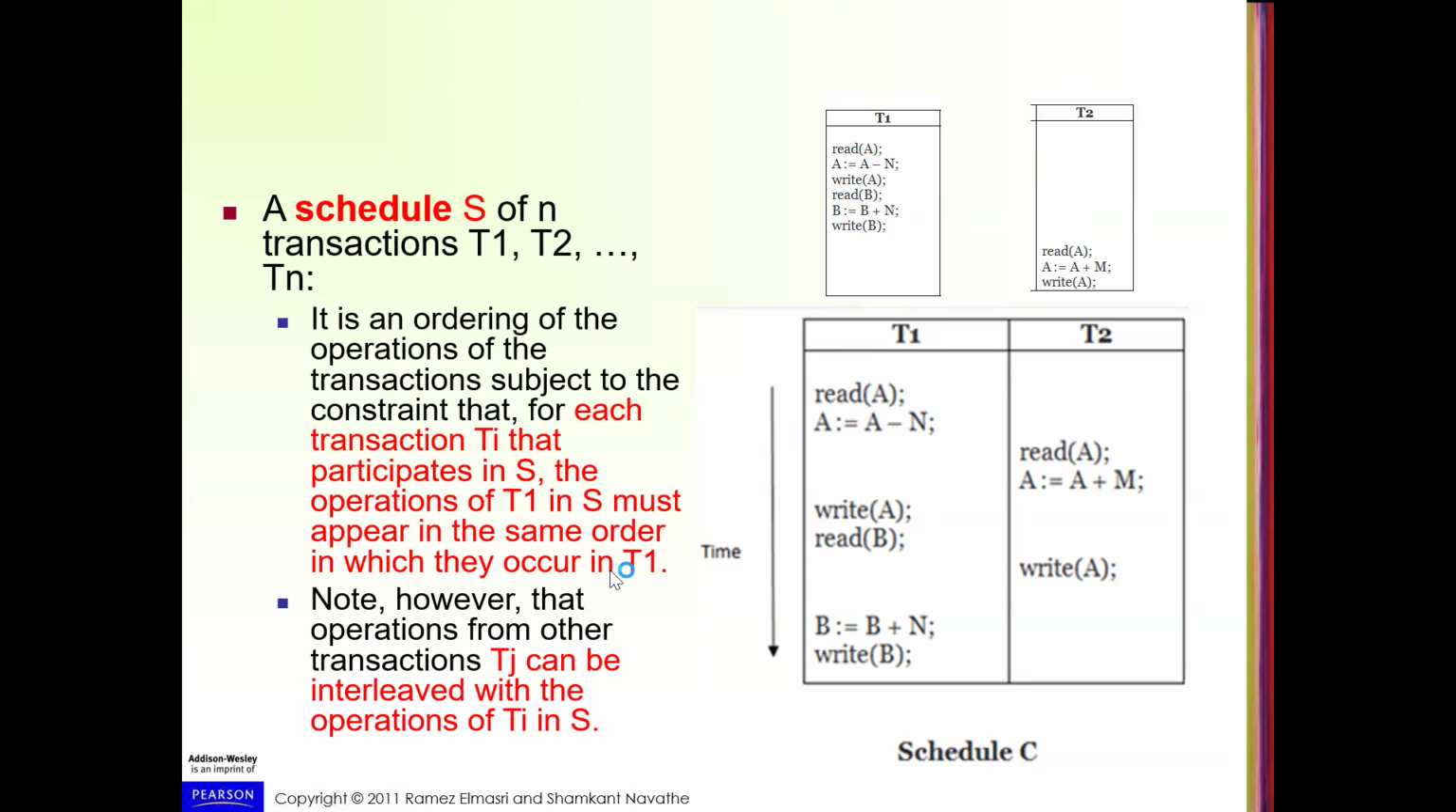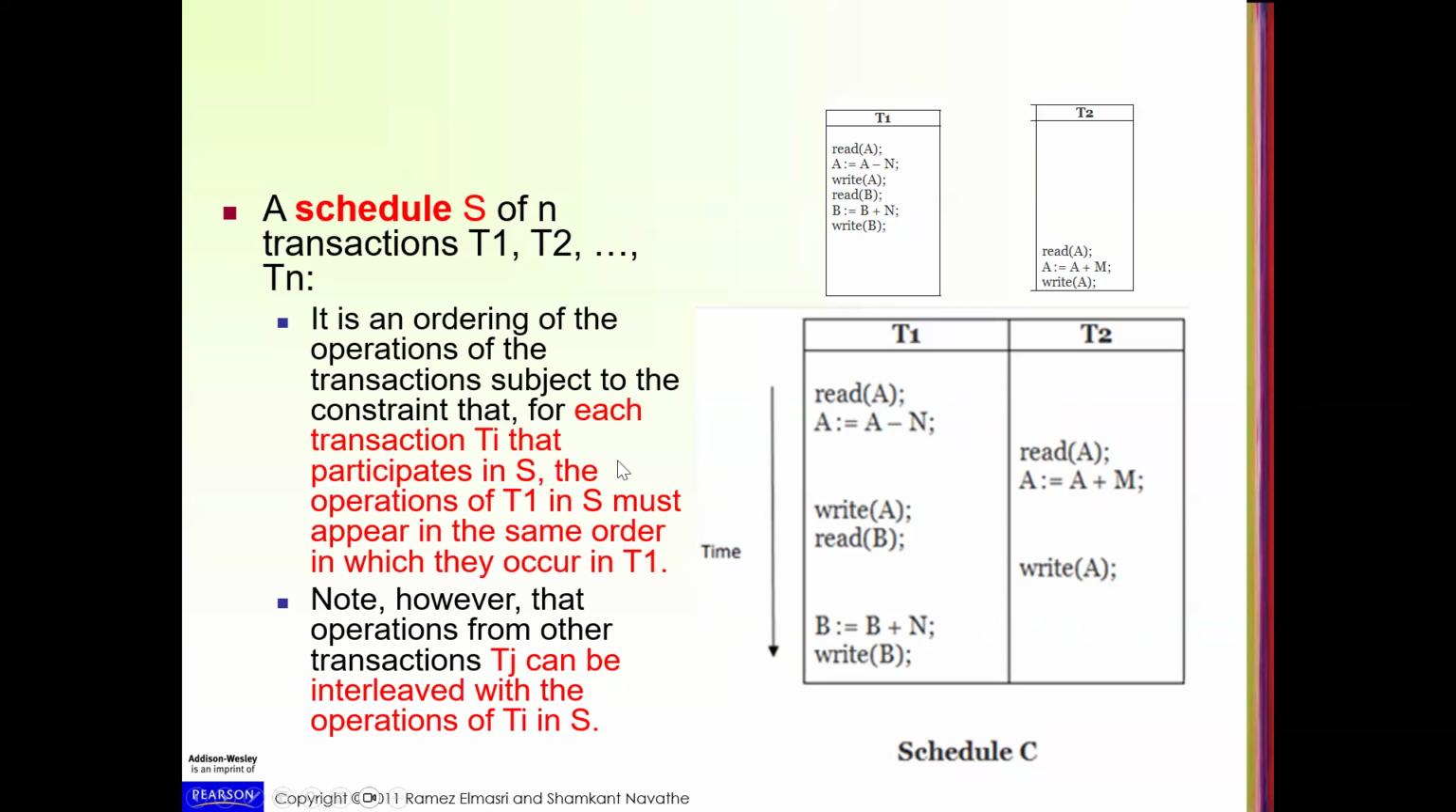However, note here that the operations from the other transaction Tj can be interleaved within the operations of Ti in S. For example, here T1 is interleaved with T2. It means that T1 starts, and before T1 completes, T2 starts. Before T2 completes, T1 starts again, which is interrupted by T2, and then interrupted by T1 again. So the operations of T2 are interleaved with the operations of T1. This is possible.